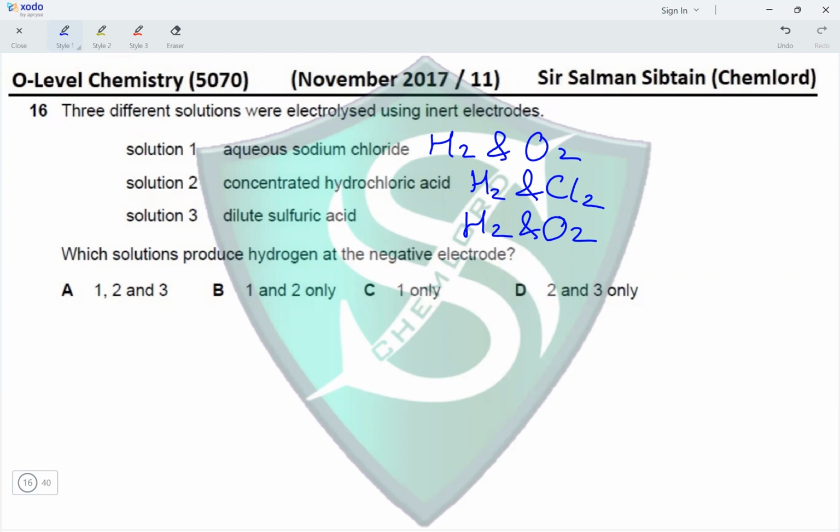Which solution produces hydrogen at the negative electrode? So in all three solutions, we have production of hydrogen gas. So this makes option A the correct option for this question.